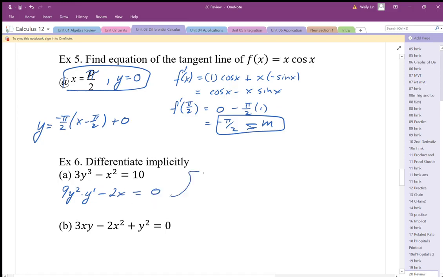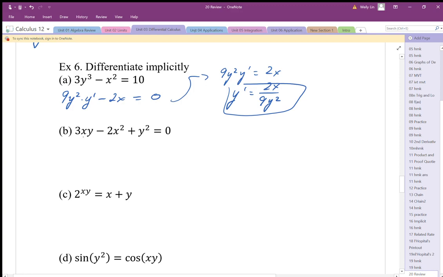We can leave it like that. However, usually what's implied is we want to solve for y prime. So we end up with 9y squared y prime equals 2x. So my y prime is an implicit function, so we need both the x and y coordinates to find the slope. Okay, so there's my derivative.